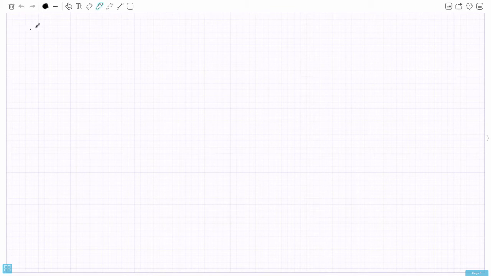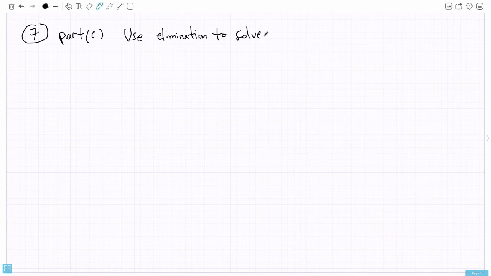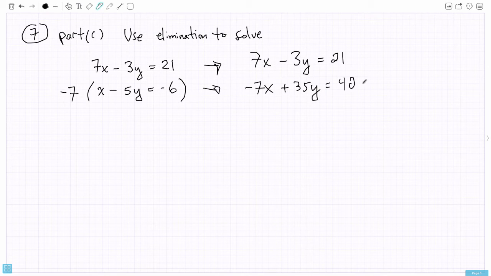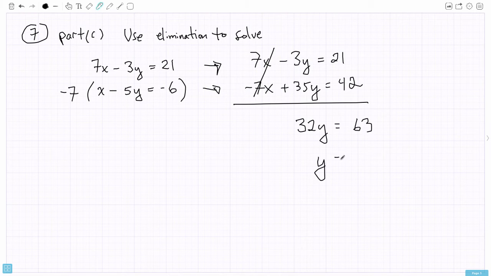Okay, in number 7, part C, we're going to use elimination to solve the system. The system we're solving is 7x minus 3y equals 21 and x minus 5y equals negative 6. So we could multiply the bottom equation by negative 7 so that we're able to cancel out the x's. So you leave the top equation alone, multiply the bottom equation by negative 7, make sure you multiply both sides by negative 7. And this way, when you add the two equations, x cancels out, you get 32y equals 63. Divide both sides by 32, and you have y is 63 over 32.